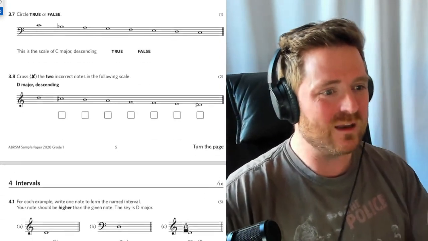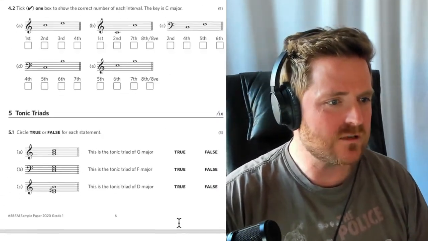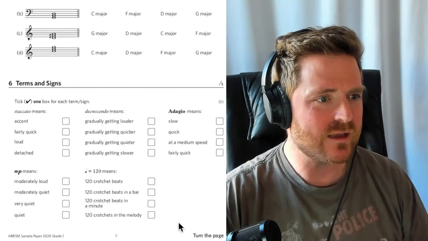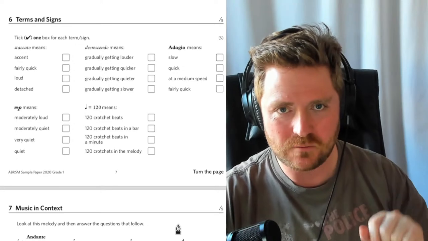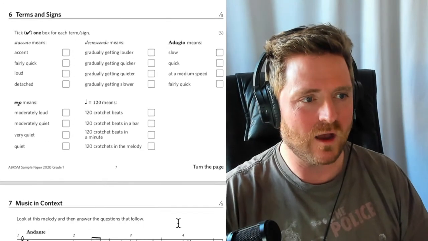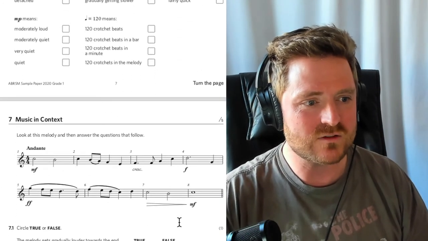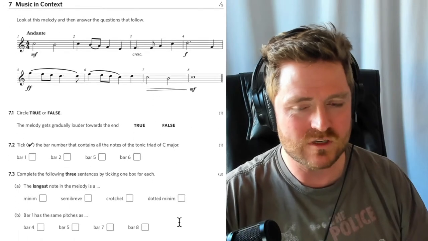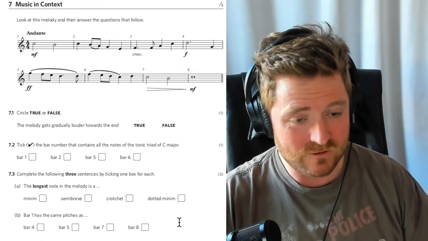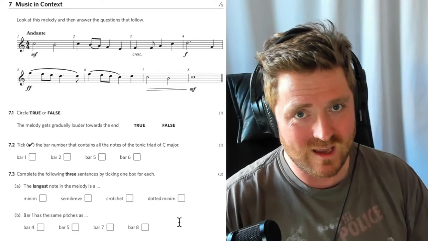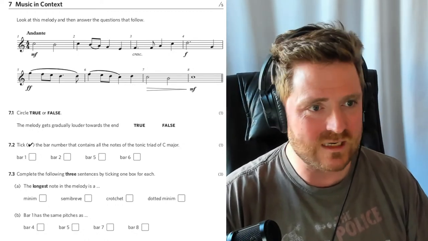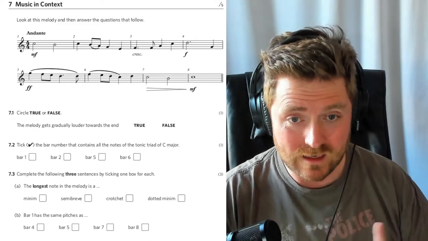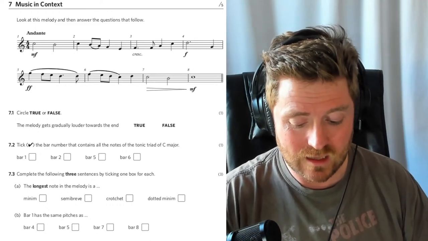Okay, everybody, we're going to leave these intervals, triads. What I think we'll do, because we've only got a couple of minutes left before I've got to say goodbye and go and collect Bobby, I want to move to this rather nice little last one here, which is music in context. And as I've said, if you folks want to mark your papers and see how you do, as soon as I finish this broadcast, I will update the description with a link to the mark scheme.